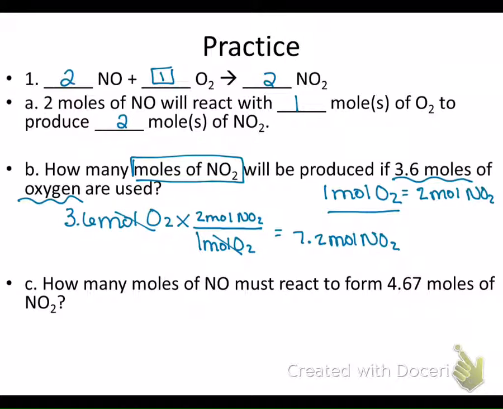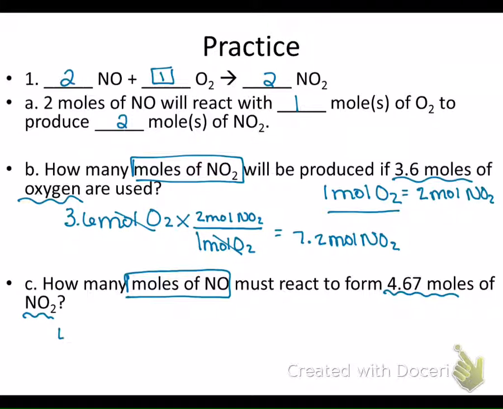Let's go ahead and take a look at example C now. It asks how many moles of NO must react to form 4.67 moles of NO2. Again, I can identify my given, so I'm working with 4.67 moles of NO2. We're now solving for moles of NO. So again, for both these style problems, we are staying in the unit moles. It's the identity of the material that we're looking at the ratio of.